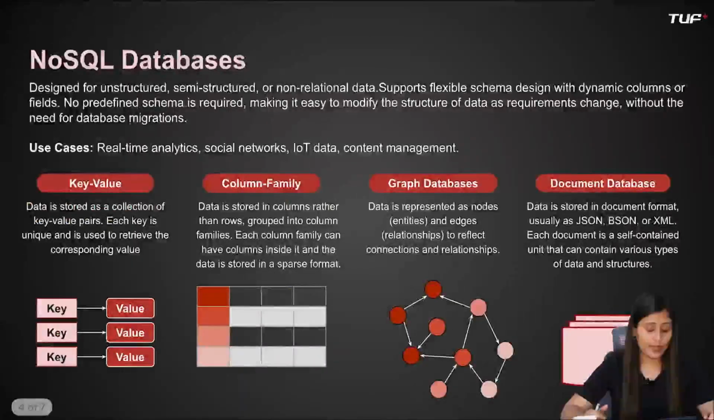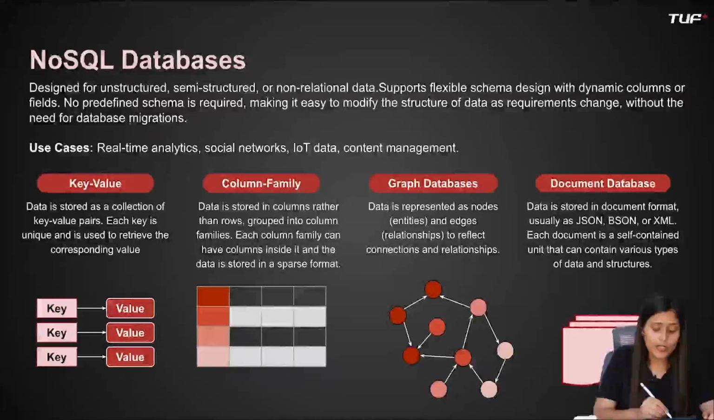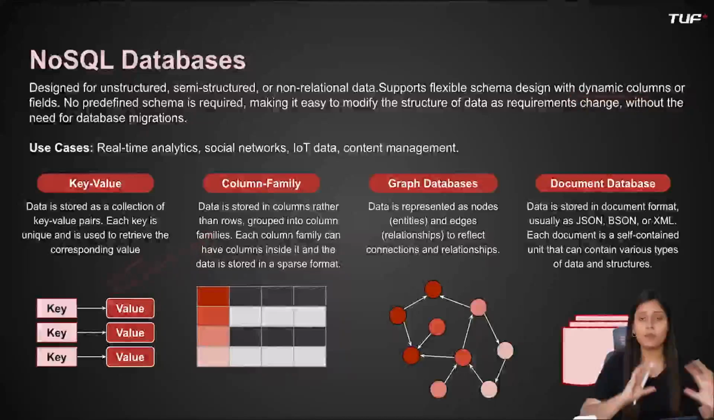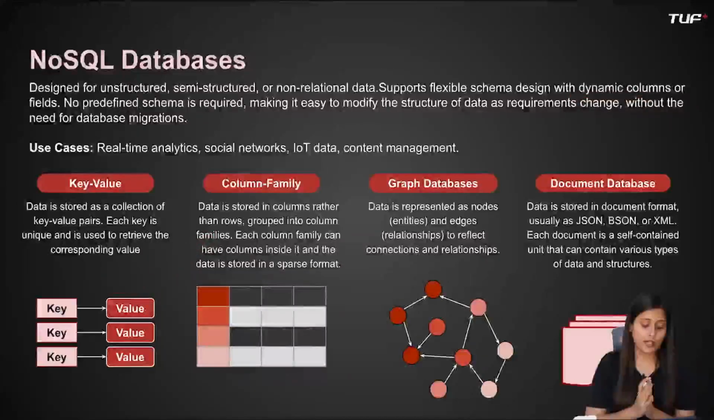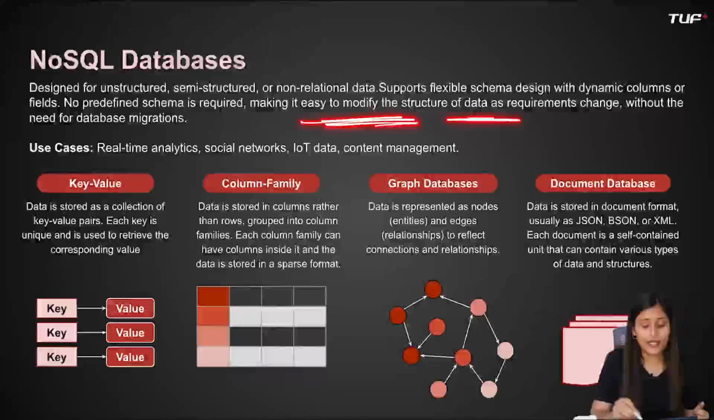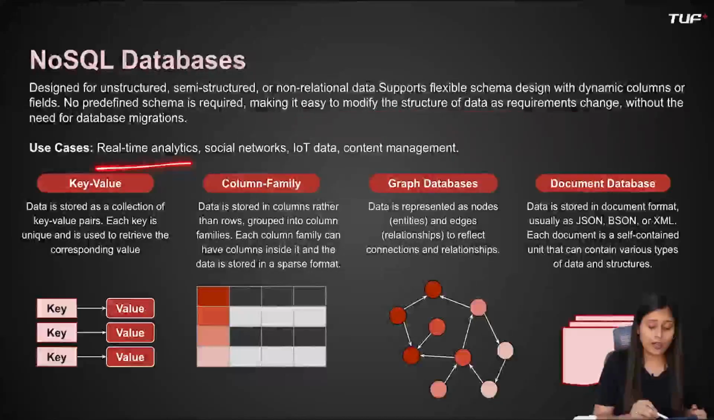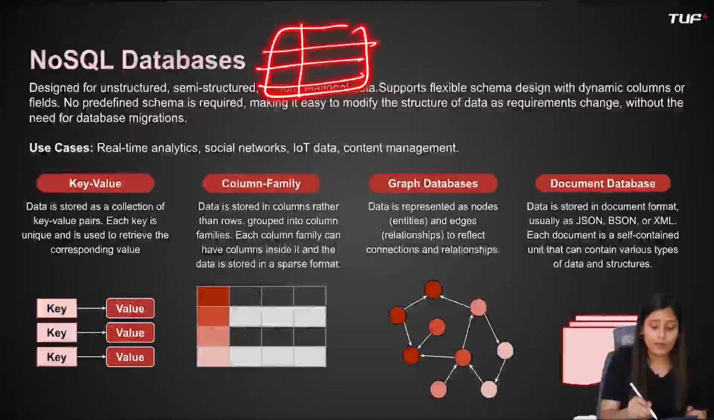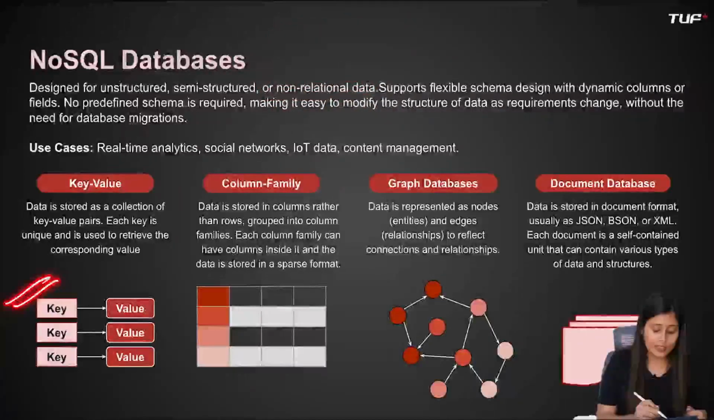Next is NoSQL database. Here we don't have a structured format, so it is also known as unstructured, semi-structured, or non-relational database. We don't have a fixed schema here. We allow dynamic data structure, and no predefined schema is required, which makes it easy to modify the structure of data as requirements change. Real-time analytics, social networks, IoT data, and content management are a few of its use cases. Also, instead of storing in a table in row and column format like a relational database, here we save it in key and value format, like how we keep in a hash map.